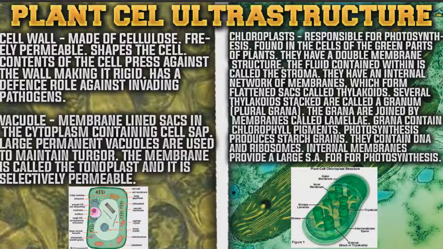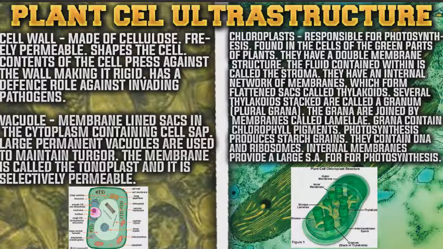They have a double membrane structure. The fluid contained within the chloroplast is called the stroma. They have an internal network of membranes which form flattened sacs called thylakoids. Several thylakoids stacked together are called a granum, and in plural, if you've got multiple granum, you get grana. And then the grana are joined by membranes called lamellae.